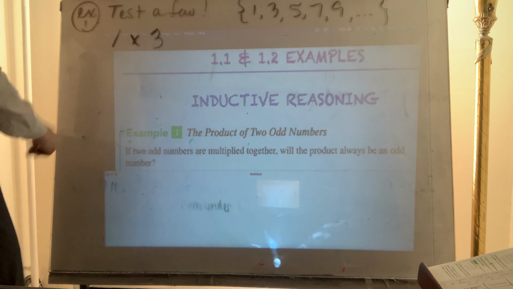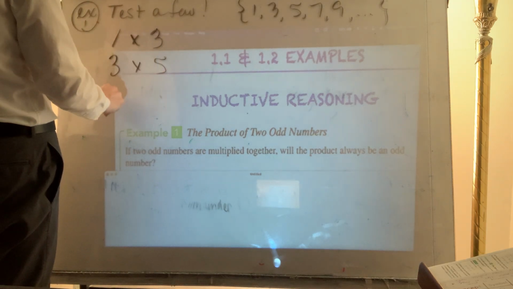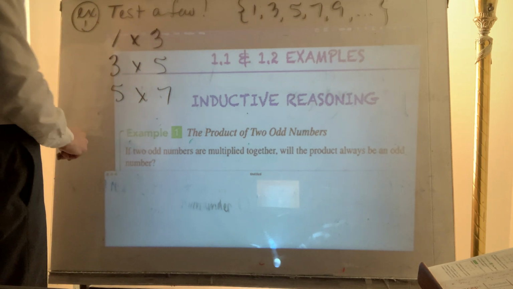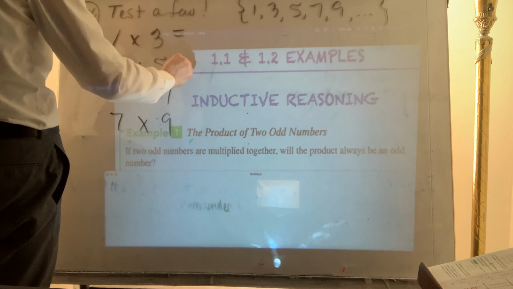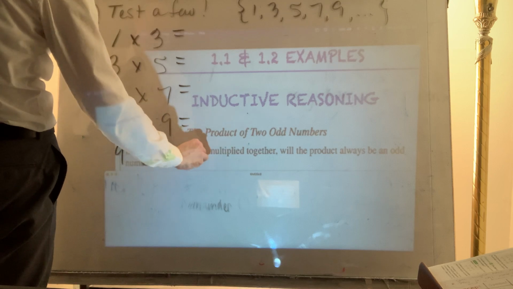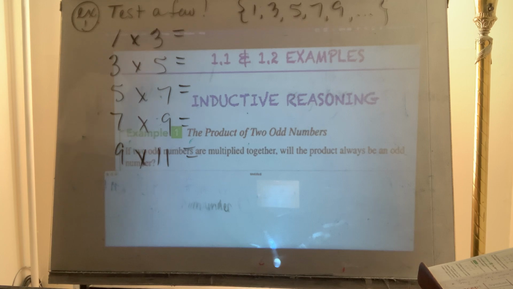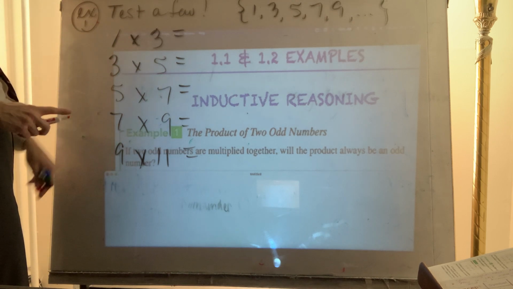1 times 3, 3 times 5, 5 times 7, doesn't have to be in this order, they just have to be odd. 7 times 9, 9 times 11, and we'll see what we get. Alright, so what do you get as a result of having done these two odd numbers as a product?